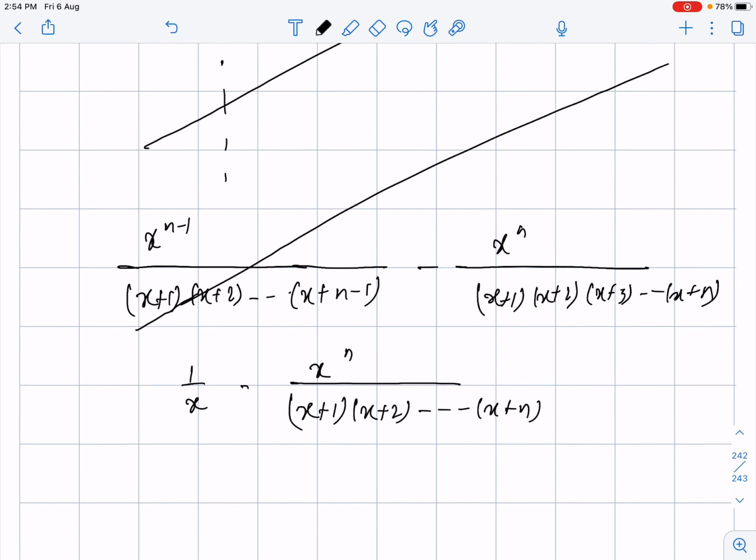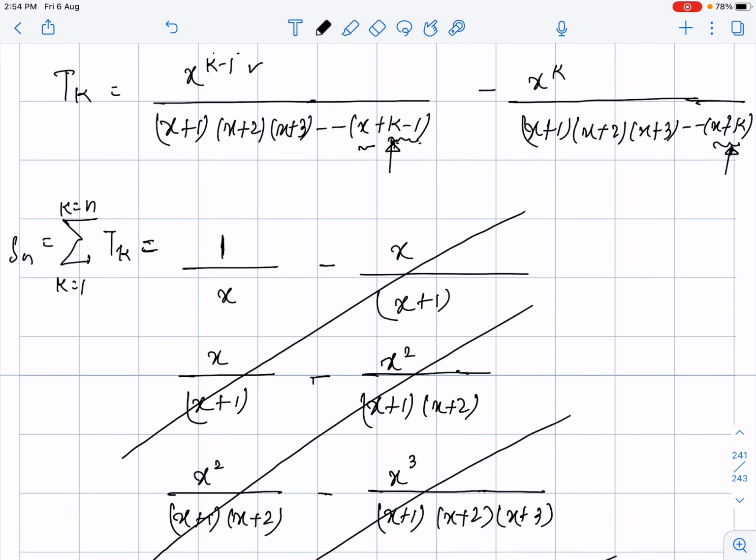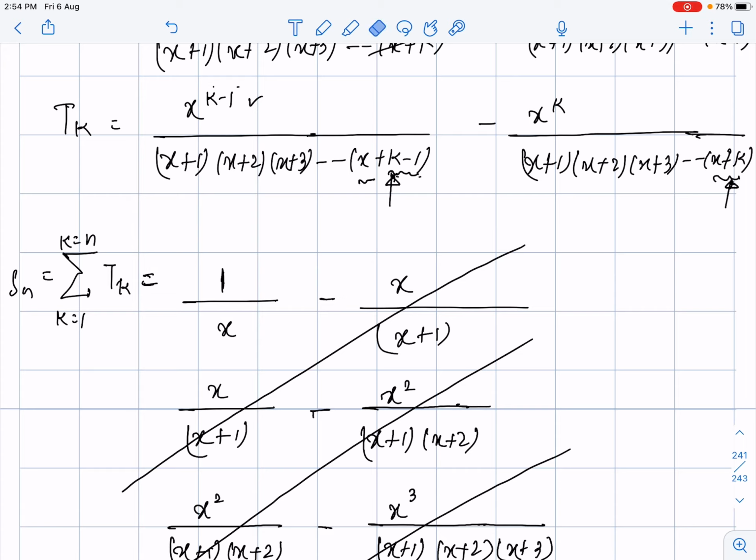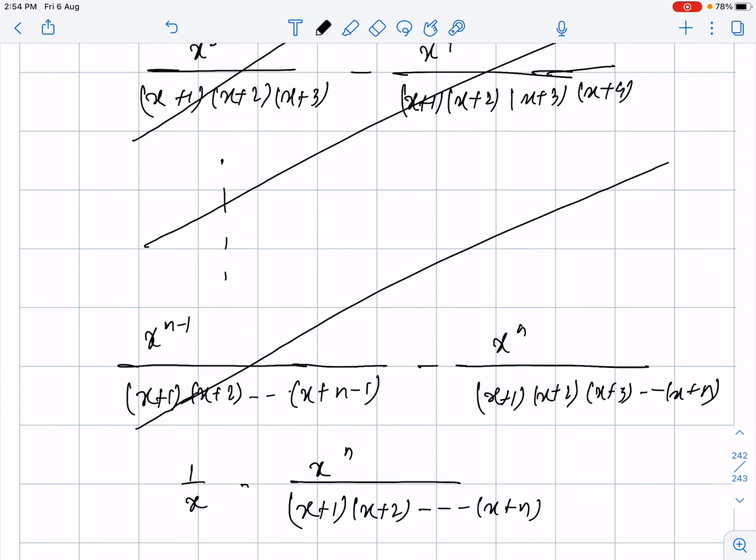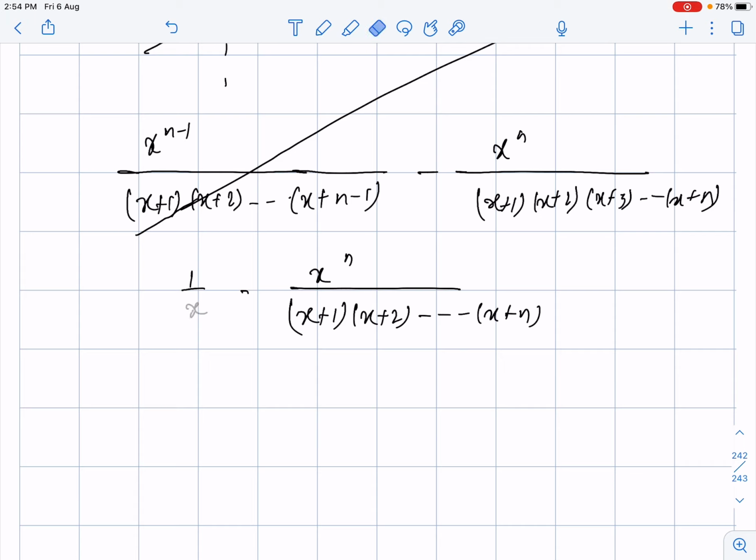Now the most important thing: it would not become 1 upon x, it would become 1 only, because nothing would be there in the denominator. When 1 is substituted over here, we get x plus 1. But if it becomes 0, nothing would be there, only 1 would be there. That means 1 would be there over here. So 1 upon 1 minus, this will be the final answer for this question. This will be the value of Sn. Hope you guys would have understood it.